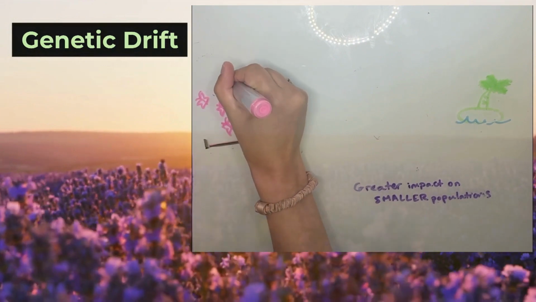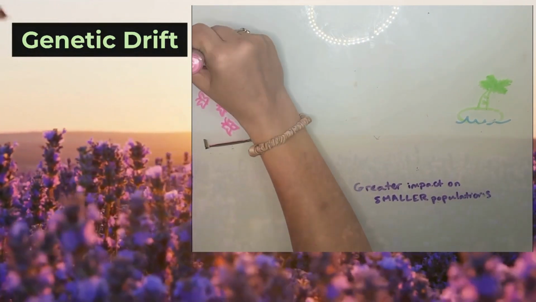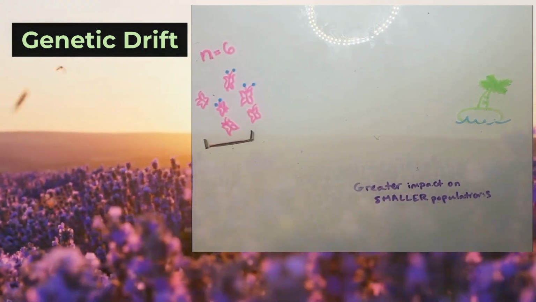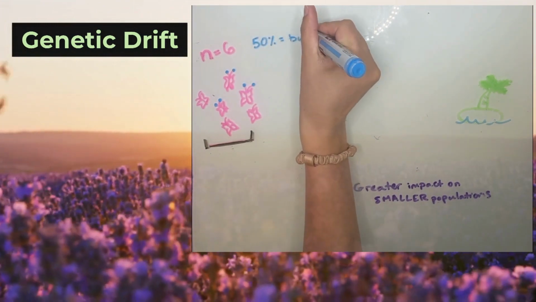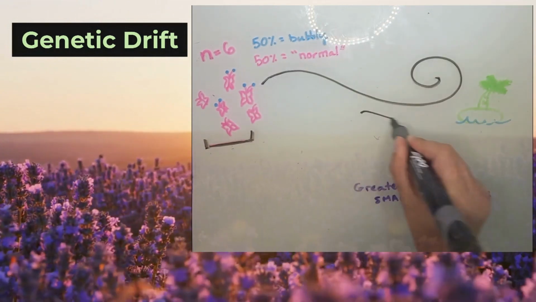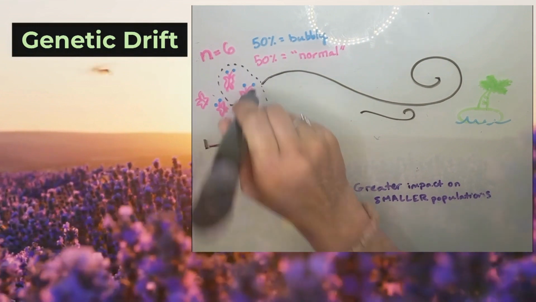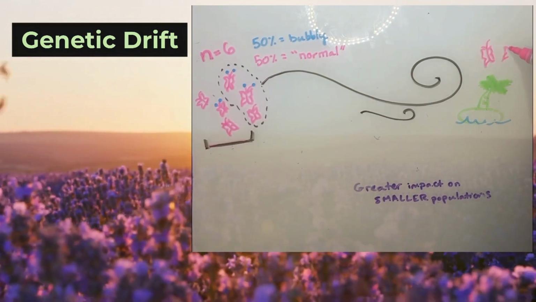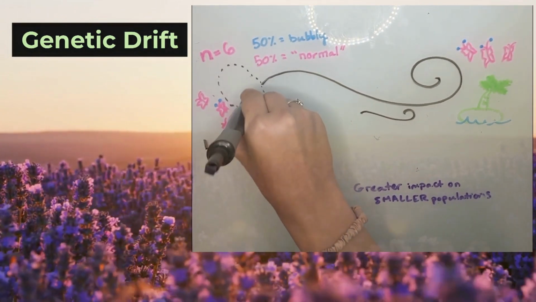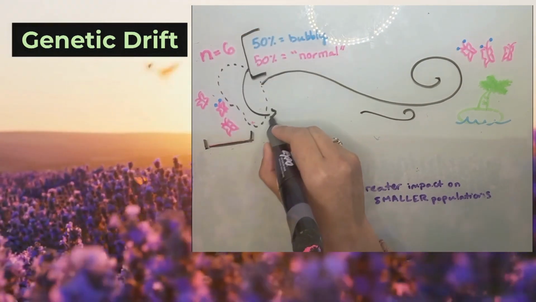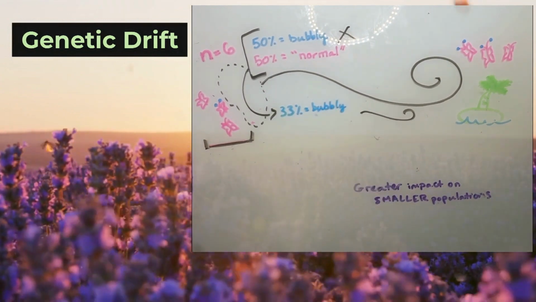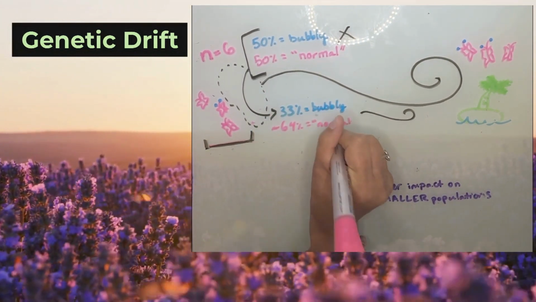In our example, we started with a population of 6 butterflies. Now, let's say 50% of those butterflies have bubbly antennae, where 50% of our butterflies have the normal or wild type antennae. Now, let's say the same random heavy winds blew 3 of our butterflies to that remote, isolated island. By losing just 3 butterflies from our original population, we now have just 3 butterflies left in our starting population, and our frequency of the bubbly antennae trait changed significantly in that population, right? It went from 50% to 33%.